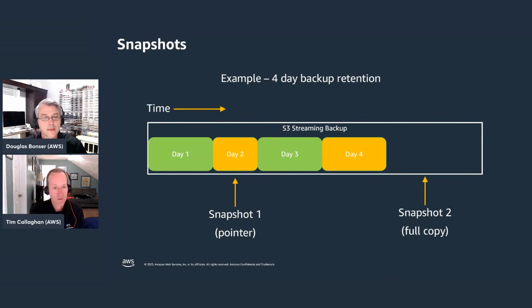So some customers have SLAs where they need a snapshot once a week for a month, and then once a month for a quarter, and then once a year for a year, right?